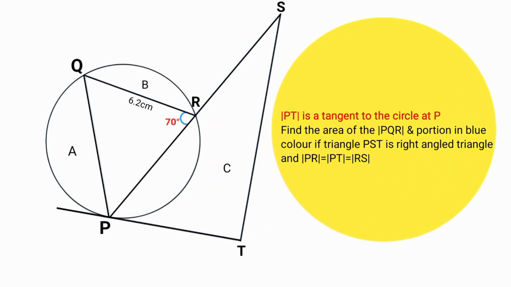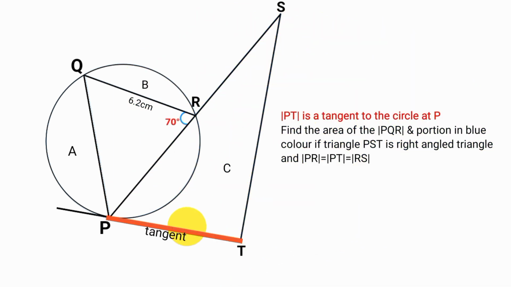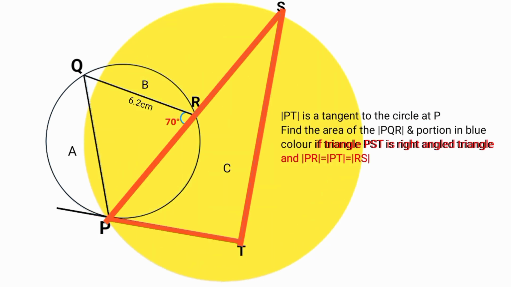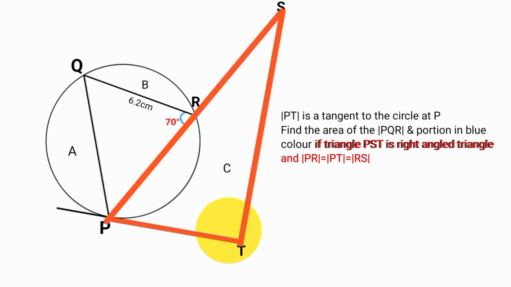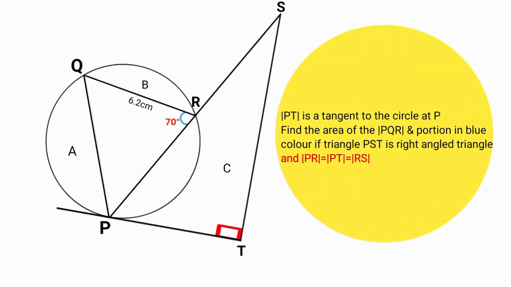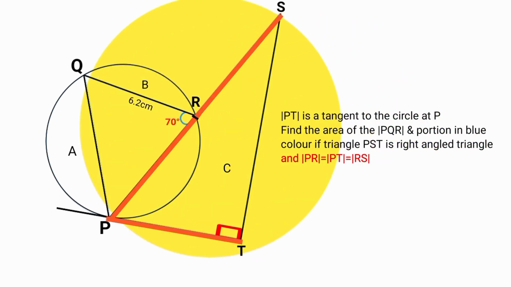So here they say this line PT is a tangent to the circle at this point P here. This triangle PST is a right angle triangle, and from what we have here, it's obvious that this angle here is the right angle in the triangle. And we have here that these three line segments, line PR, line PT, and line RS are equal.